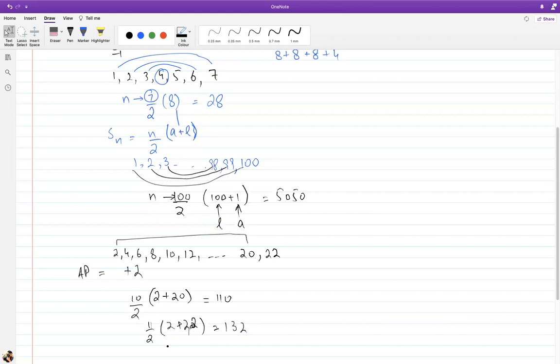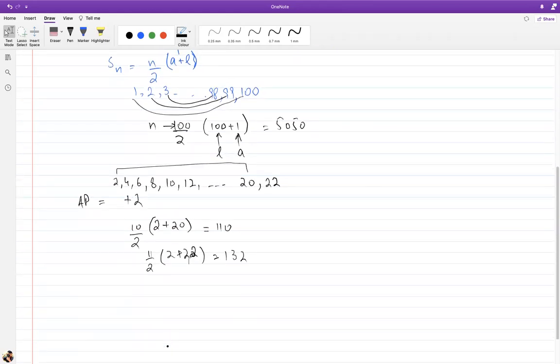Okay. So do you understand what an AP is? AP is when the rule is you add or subtract a fixed number. And how do you figure this out? You take the first number, you take the last number, you make them pairs, and you can use the n by 2 thing to do that. Now here's the thing. What if I do not know the last number?